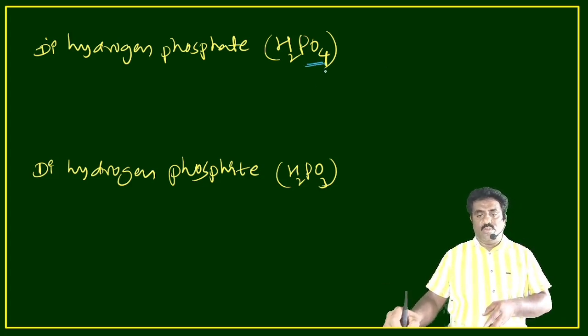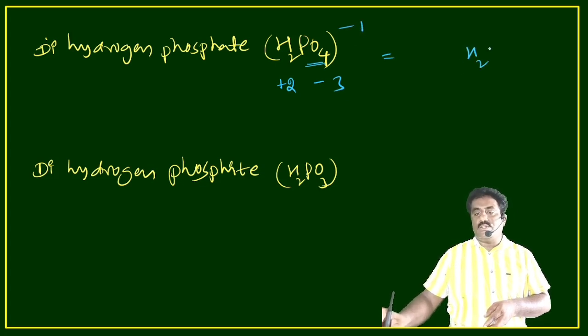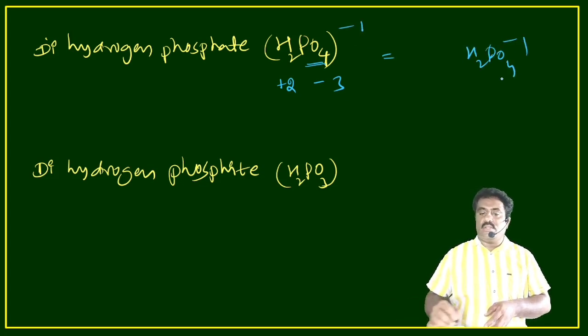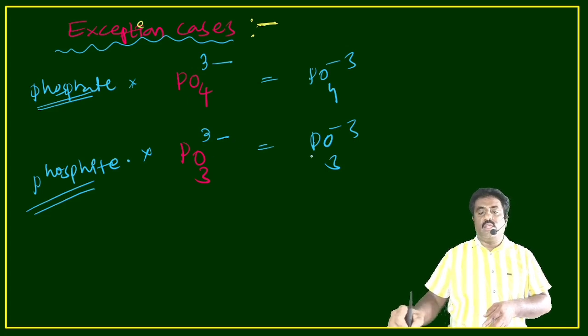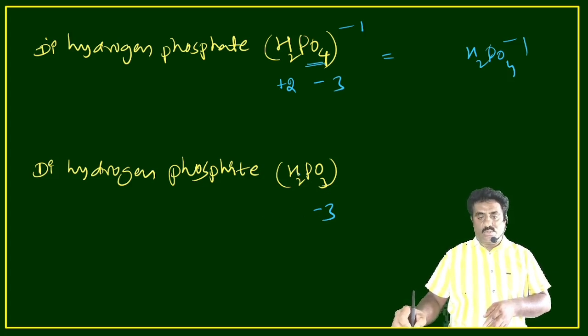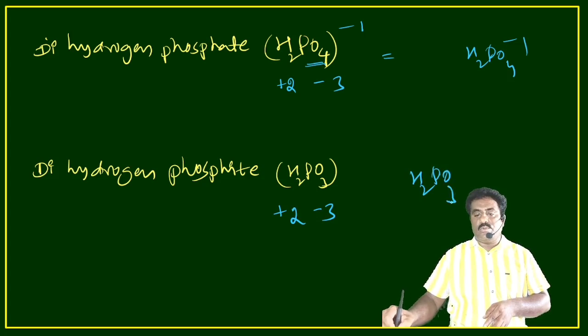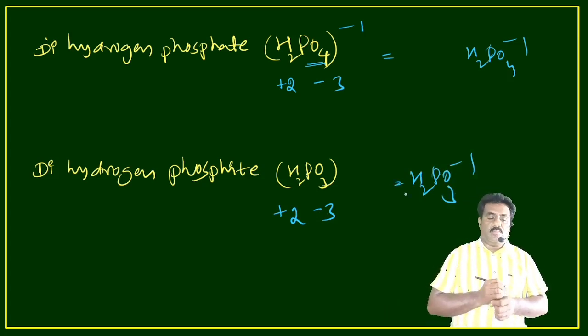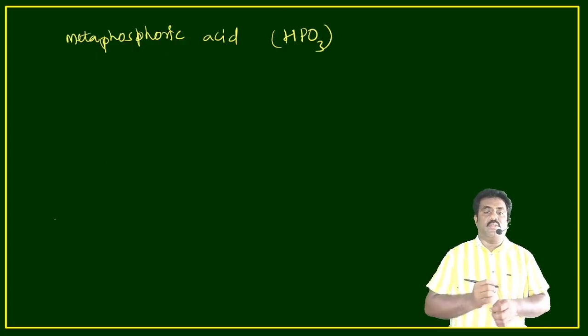Next, dihydrogen phosphate. PO4, what is the charge? Minus 3. Hydrogen charge is plus 1, so 2 positives. Plus 2 minus 3, its charge equals minus 1. So H2PO4 minus 1. Now H2PO3. PO3 charge is minus 3. H2 is plus 2, so its charge equals minus 1. So it is H2PO3 minus 1.